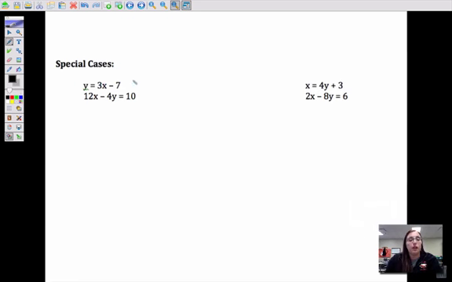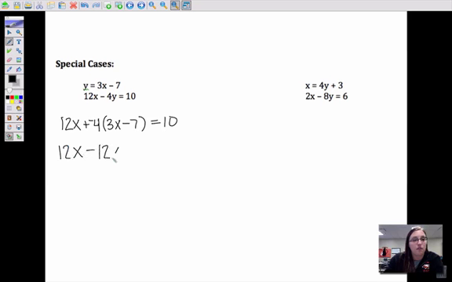Okay, sometimes we're going to have our special cases, so we need to go through these. This is when we have infinitely many or no solutions. So let's look at this first one here. So I'm going to substitute my 3x minus 7 in place of y. So what I did was I know that y equals 3x minus 7, so I put it in the space of the y. And then I'm going to change this to a negative 4 here and multiply. Distributive property with that negative 4 there.